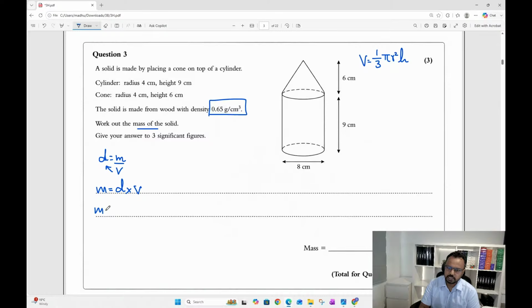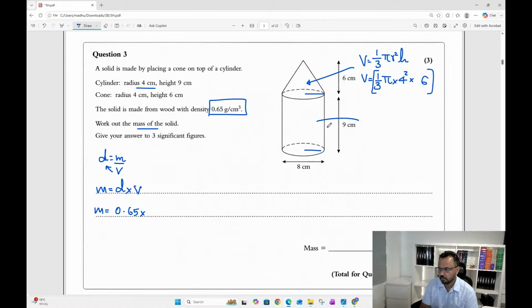Now the density is 0.65. I need to find the volume of this shape. That's actually quite easy, because the volume of the cone is 1/3 pi r squared h. So you do 1/3 pi, what's the radius? The radius is 4 here, same here. 4 squared multiplied by the perpendicular height, which here is 6. So that's the volume of the cone.